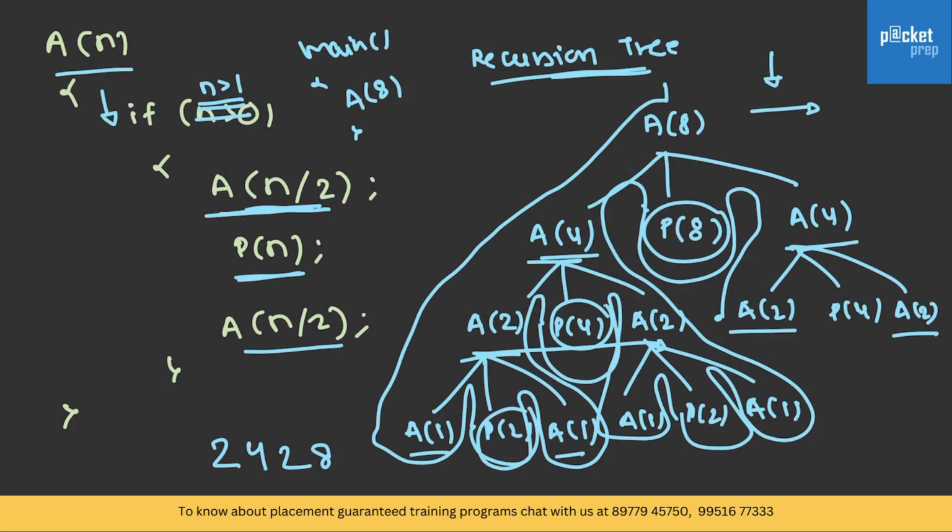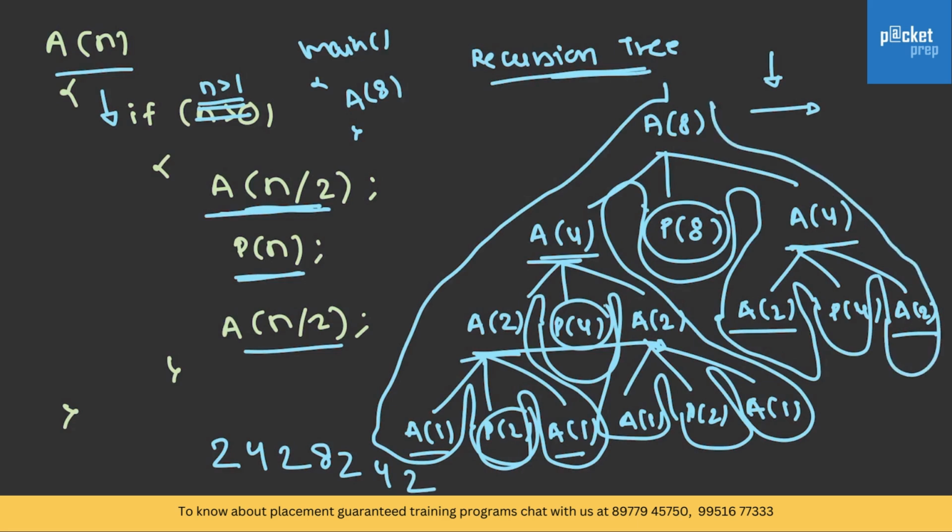So 2 will be printed here. Similarly 4 will be printed. Followed by that, here also 2 will be printed and it completes the execution. This is the output for this recursive function.